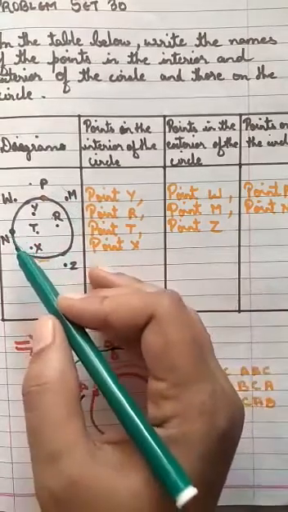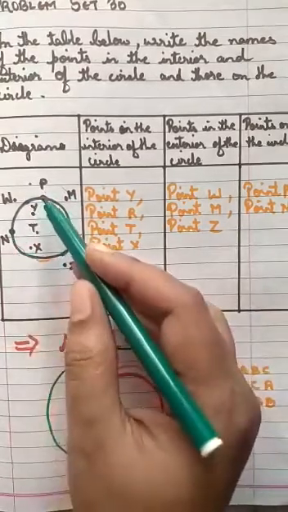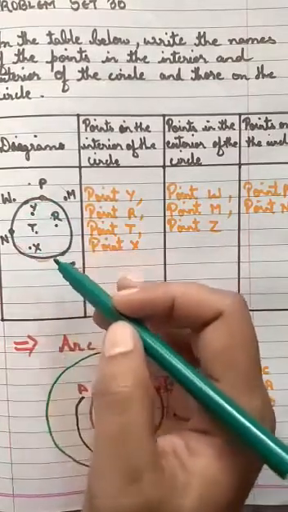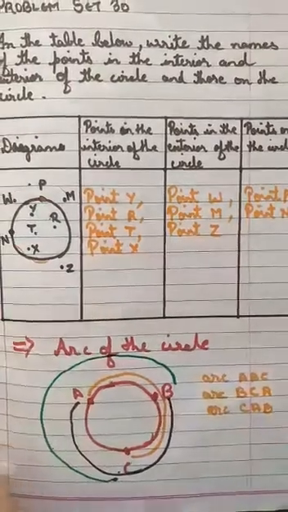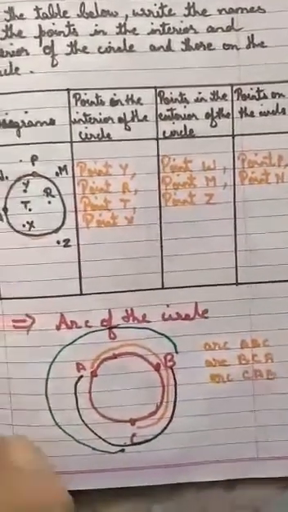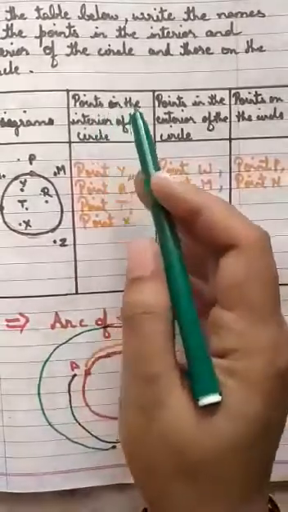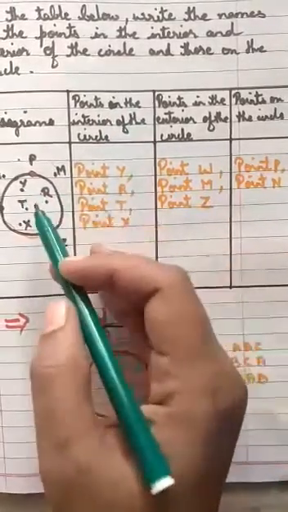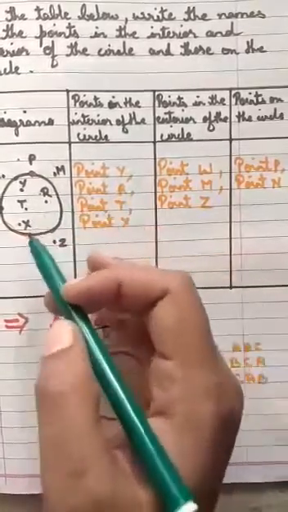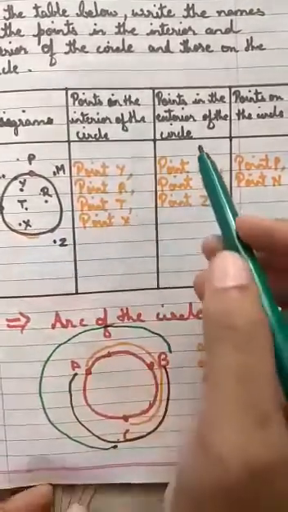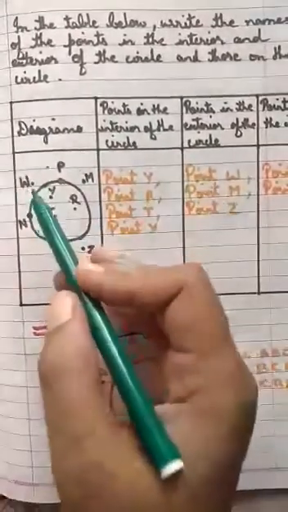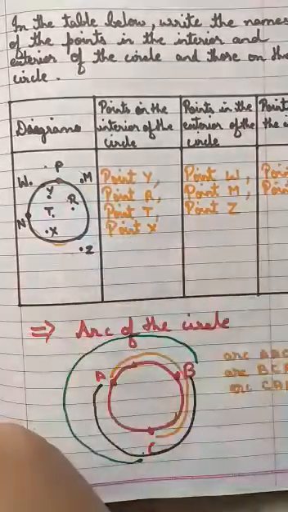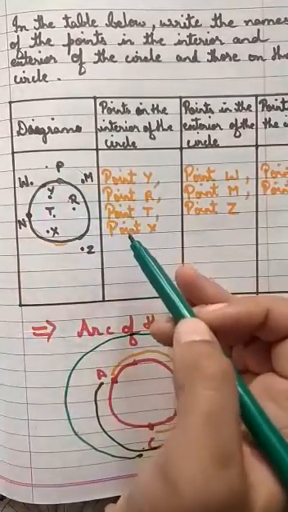And the points which are on the circumference, like this is a circumference, the points which are there on the circumference are known as points on the circle. Understood? So we have to write points in the interior of the circle. Interior points: point Y, point R, point T and point X. Exterior of the circle: point W, point M, point Z. Understood? We have to write points like this.